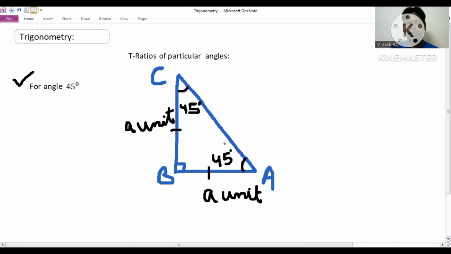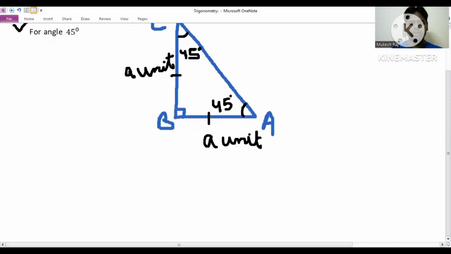Now, only one of the lengths of this triangle, that is AC, which is the hypotenuse of the triangle, is left, and it is supposed to be calculated. So let us calculate it without wasting time.